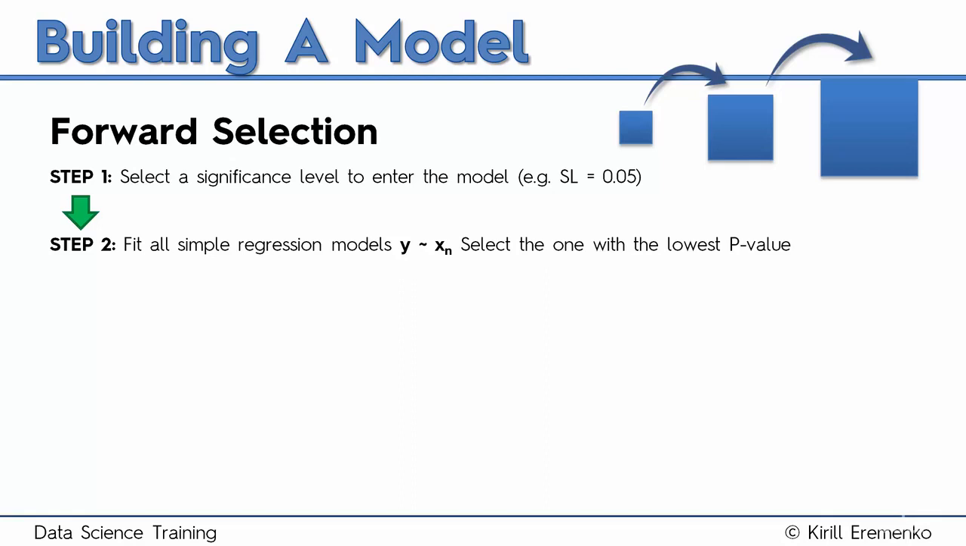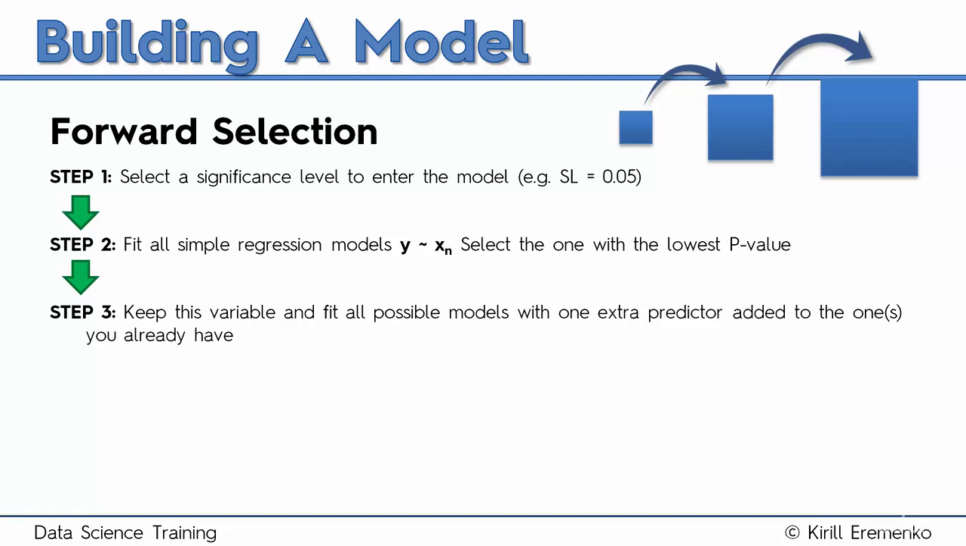We fit all possible simple regression models. So we take the dependent variable and we create a regression model with every single independent variable that we have. And then out of all of those models, we select the one which has the lowest p-value for the independent variable. So you can already see that that is in itself a lot of work. Then we move to step 3. We keep this variable that we've just chosen, and we fit all other possible models with one extra predictor added to the one you already have.